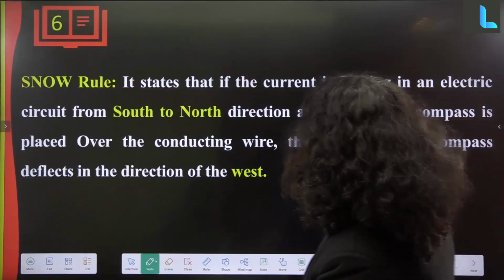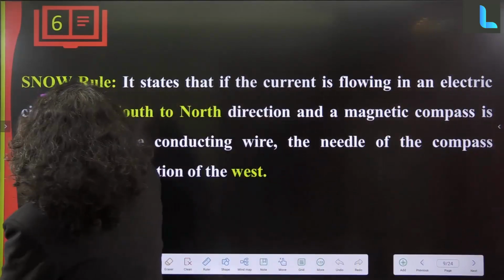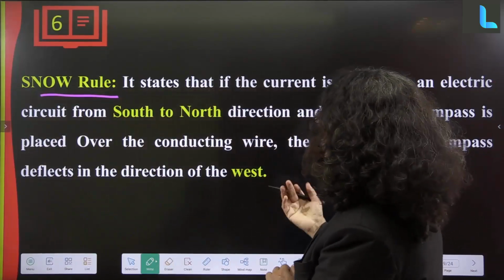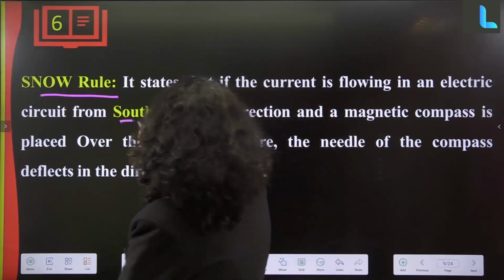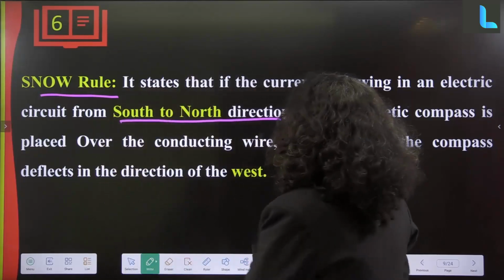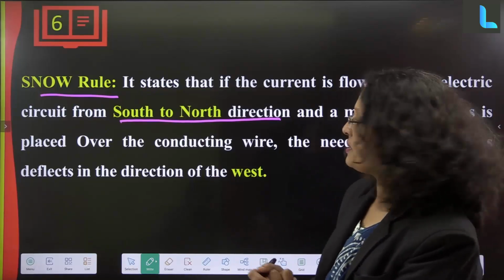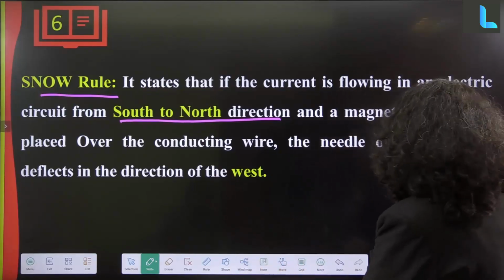Now Snow's rule. According to this rule, if a current is flowing in an electric circuit from south to north direction and a magnetic compass is placed over the conducting wire, the needle of the compass deflects in the direction of the west.